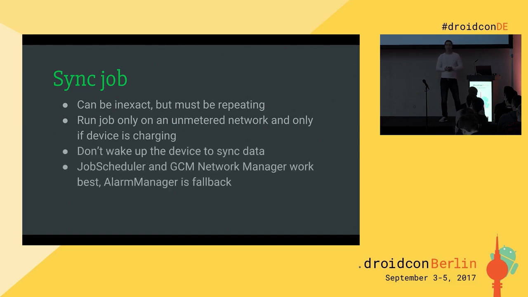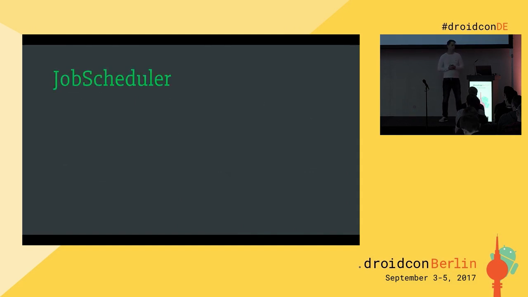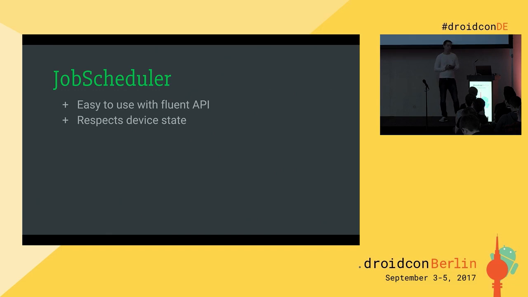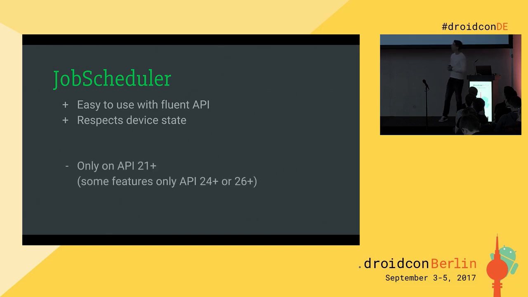And the correct APIs which we have here are the JobScheduler and the GCM Network Manager. So let's take a look at them and start with the JobScheduler. The JobScheduler is an easy-to-use API. It's fluent. It looks much better than the alarm manager. It respects the device state, so we can set certain requirements, like that the device must be charging. The problem of the JobScheduler is that it's only available on API 21 and above, and some features are only available with Android Nougat or even Android Oreo.